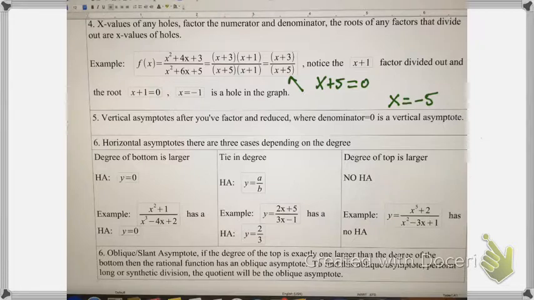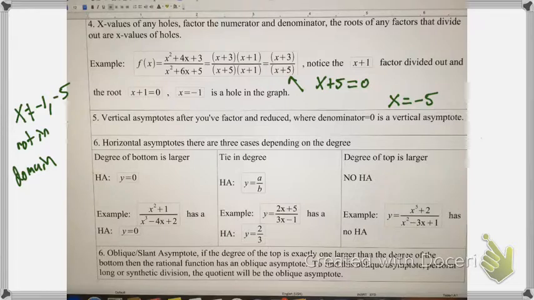So vertical asymptotes, after you've factored and reduced, where the denominator is equal to 0 is a vertical asymptote. If you have a factor that reduces, it's going to be a hole. So it's either going to be a vertical asymptote or a hole. Now both x equals negative 1 and what is the other value? Negative 5. Those are not in the domain. So holes and vertical asymptotes are never in the domain.